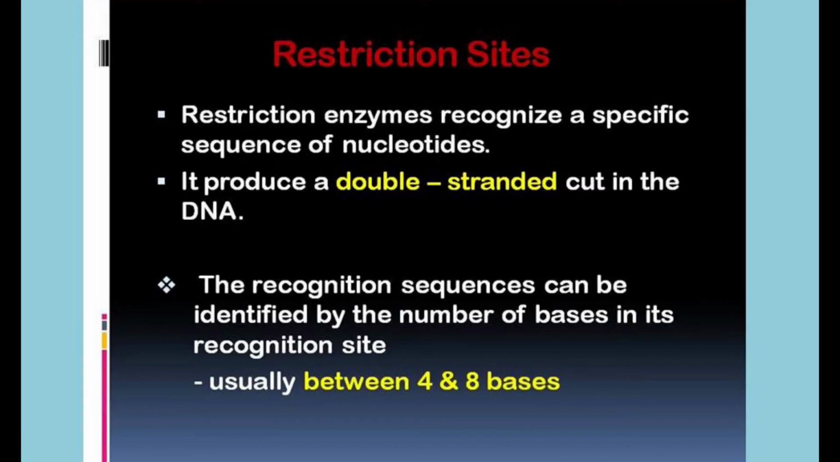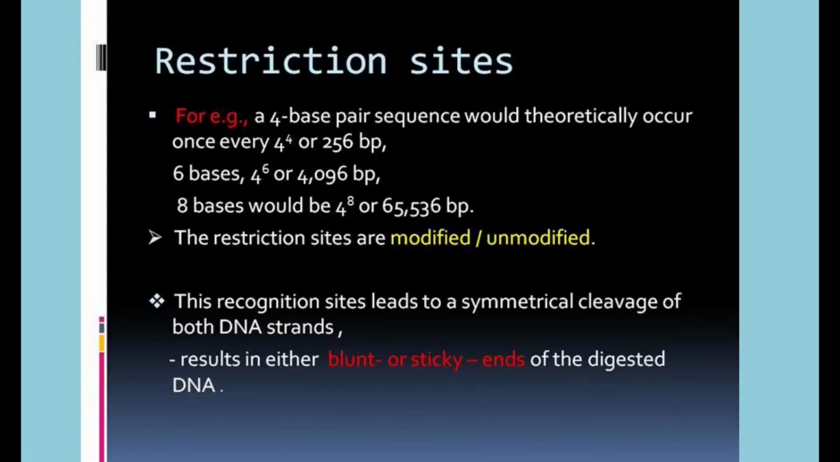8 bases. For example, a 4 base pair sequence would theoretically occur once every 256 base pairs, and if it is 6 bases, then it occurs once every 4096 base pairs, and if it is 8 bases, then it would occur once every 65536 base pairs. The restriction sites are modified or unmodified. So these are the restriction sites.